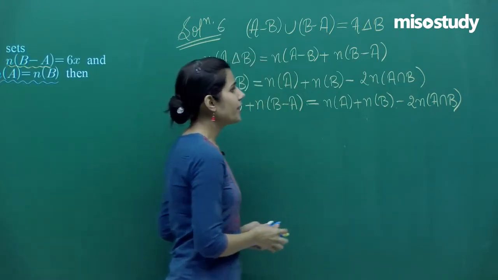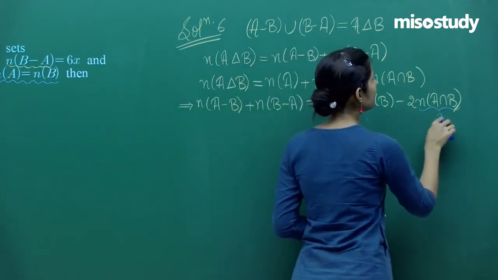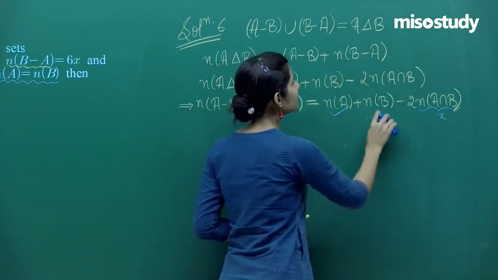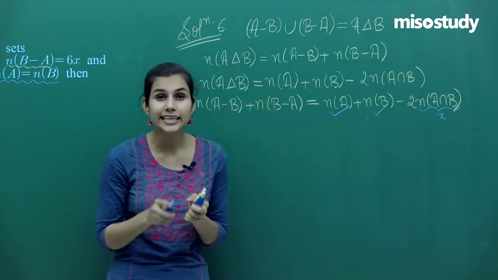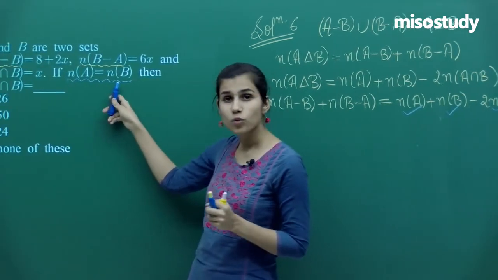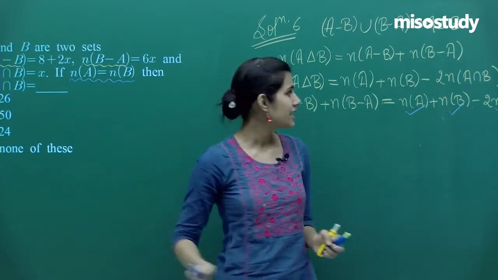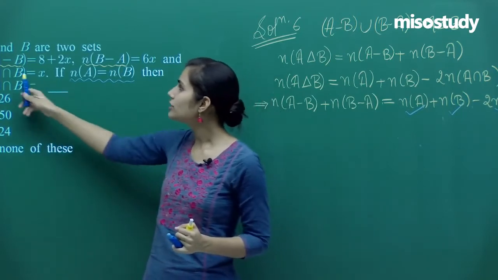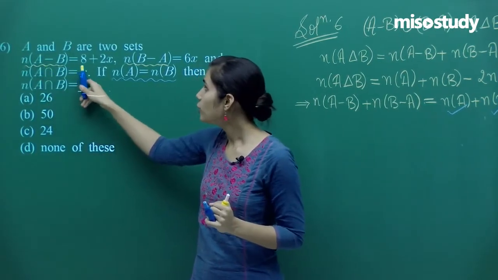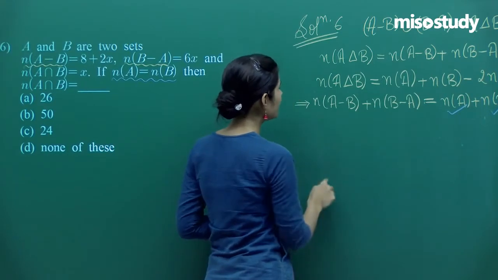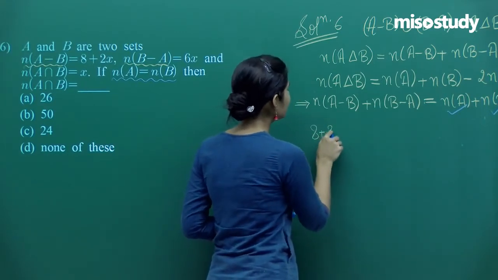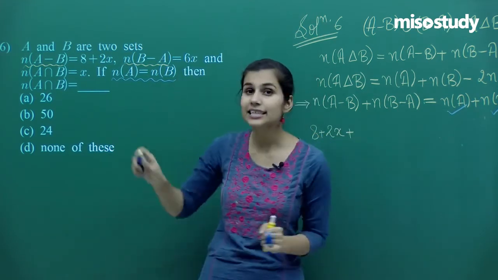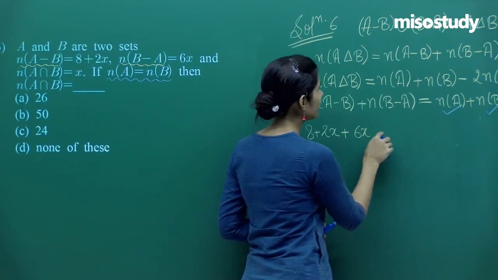You already know that the number of members in A intersection B is x, given to you, and also you know that the number of members in A and the number of members in B are equal. Just have a look. That is what I said is the most important point, and therefore this expression gets reduced to what? Just substitute the number of members in A minus B equal to 8 plus 2x. From here I get 8 plus 2x plus the number of members in B minus A, which is 6x.